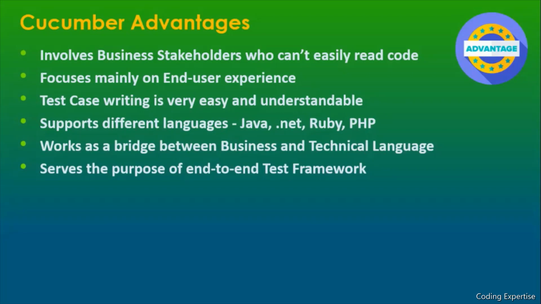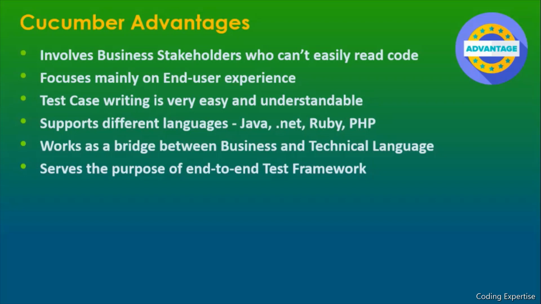Let's move on to Cucumber advantages. Cucumber helps the business stakeholders understand the requirement logic by looking at the feature file. We'll talk about the feature file later. Business stakeholders are the business people. They can't easily read the code, but they want to understand the requirement coverage in terms of coding. So that is possible using Cucumber.